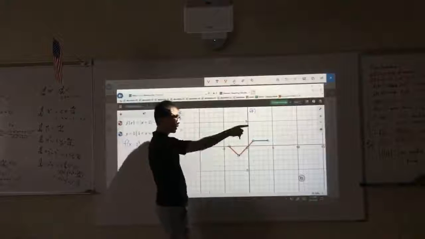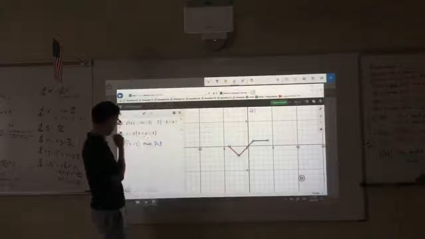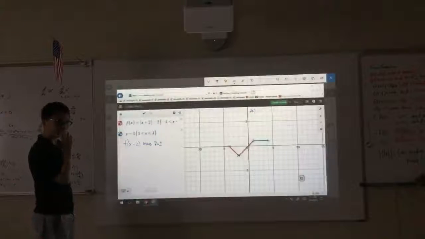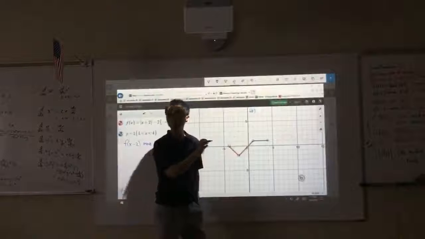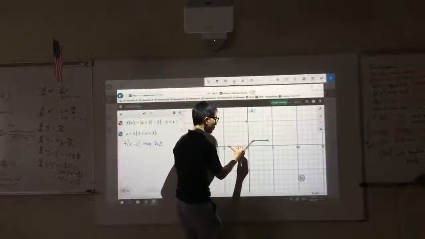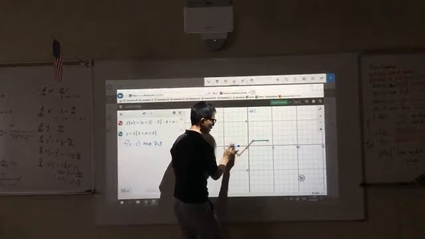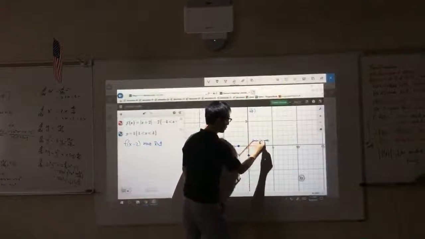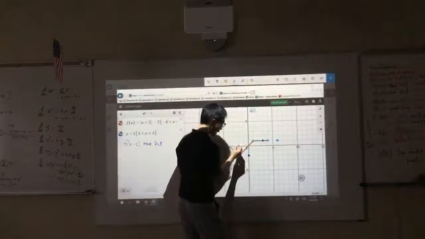So what I'm going to do, you can get graphing paper if you need it. I'm going to take this point and move it to the right 2 units, forming a new point here. Take this point, moving right 2 units. Take this point, moving right 2 units. And take this point, moving right 2 units. And then I connect the dots.